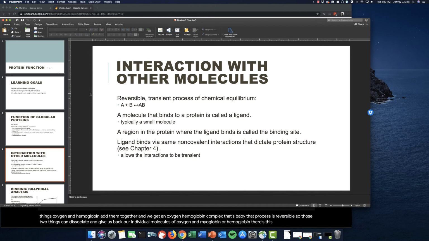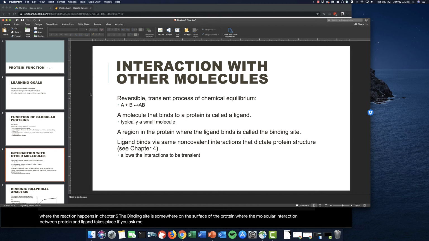There's a specific place where this binding event takes place, and that's called the binding site. In an enzyme that we'll talk about in Chapter 6, the binding site is going to be where the reaction happens. In Chapter 5, the binding site is somewhere on the surface of the protein where the molecular interaction between protein and ligand takes place.